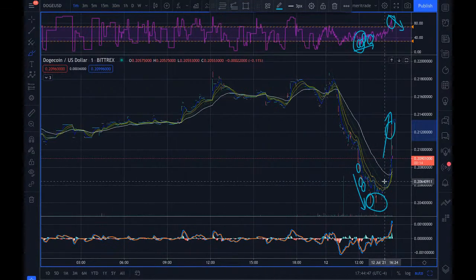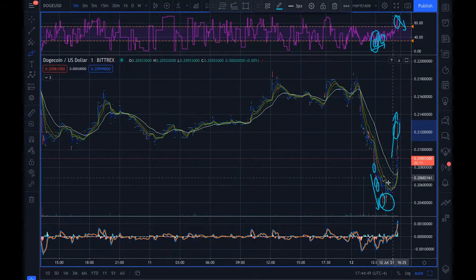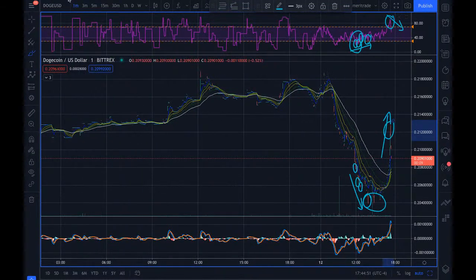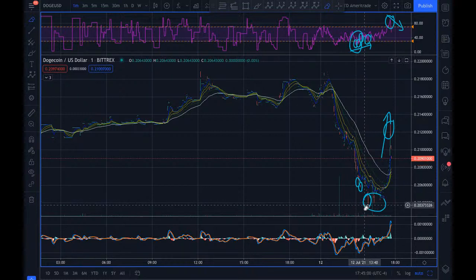All right, and we can see more of these buy and sell signals. Now, I'm on the 1 minute chart, so you could do that same thing on a different time frame, because the 1 minute chart is a little bit too fast.